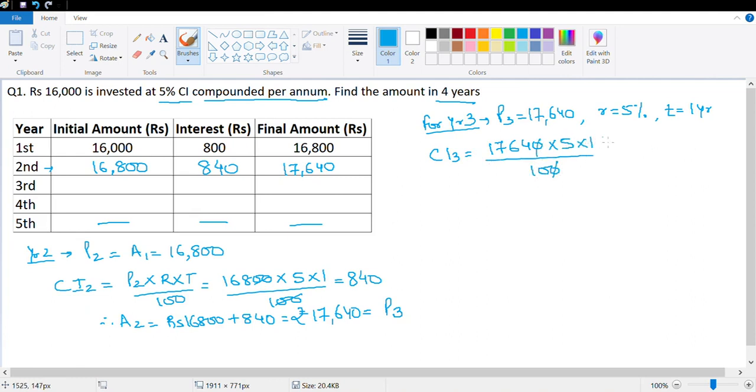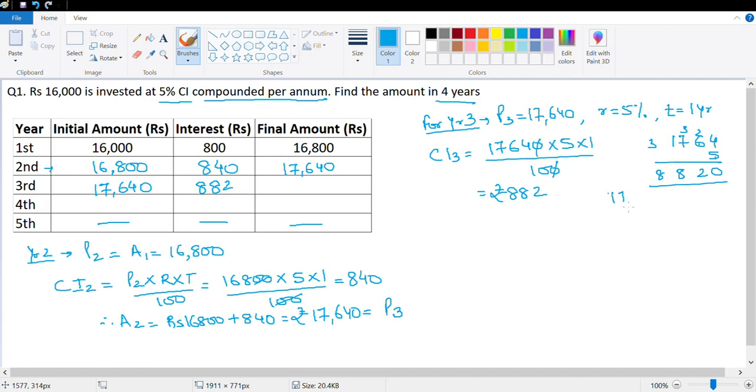So that's 1764 into 5. Let's do this calculation. 5 into 4, 20. 5 into 6, 30 plus 2, 32. 5 into 7, 35 plus 3, 38. 5 into 1, 5 plus 3, 8. So 8820 divided by 10, which means rupees 882. So 17,640 is principal for year 3. 882 is interest for year 3.